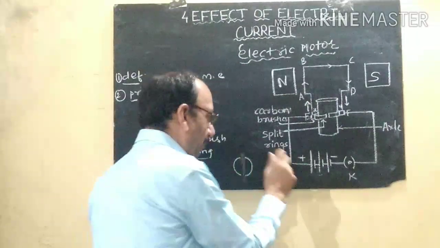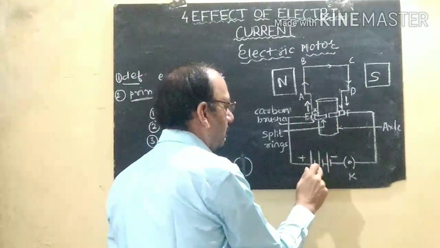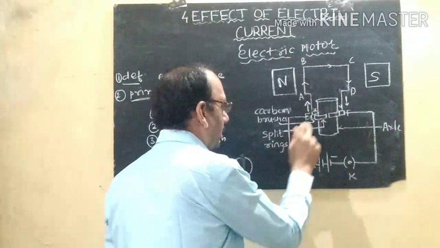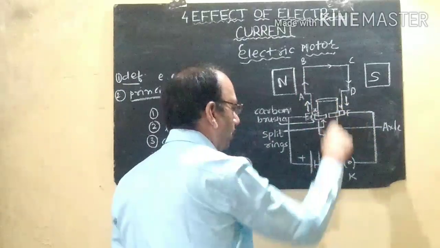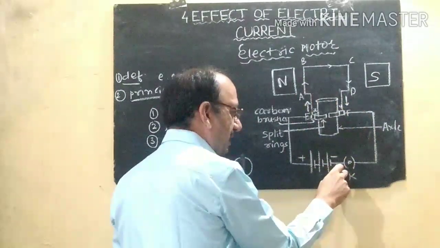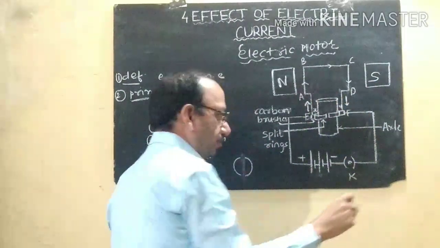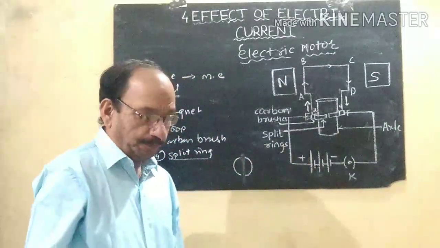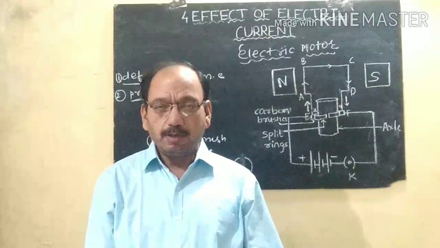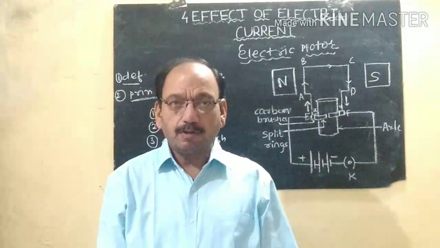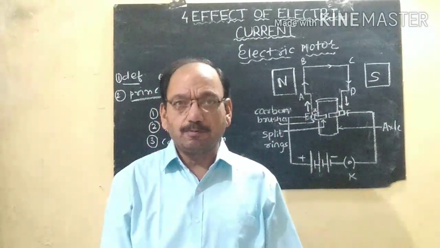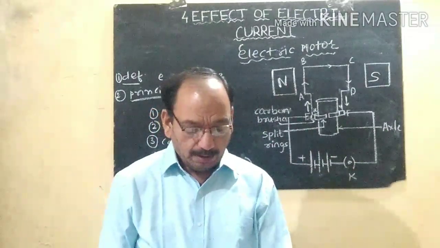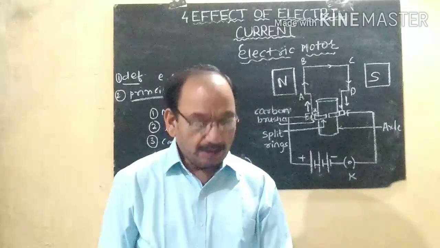Another component of this electrical motor is the battery. It will supply the electrical current in this loop, and with the help of this tap key we can allow the current through the loop. Then we are going to explain the construction of electrical motor. In this figure, the construction of electrical motor is given.